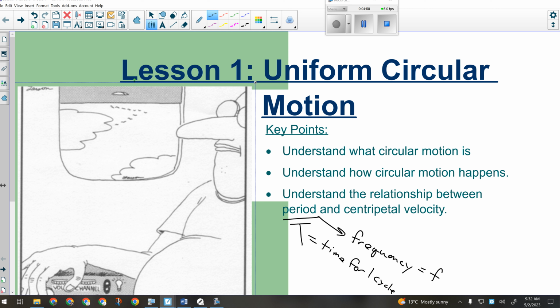Okay, frequency is cycles per second generally, but it could be cycles per hour or cycles per minute, okay? But it's the inverse. Instead of seconds per cycle, it's cycles per second, okay? Which we sometimes call hertz, okay? If you have ever used any kind of sound equipment, okay?